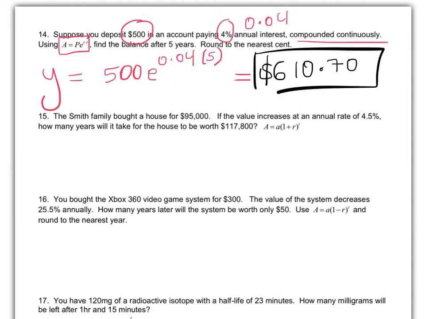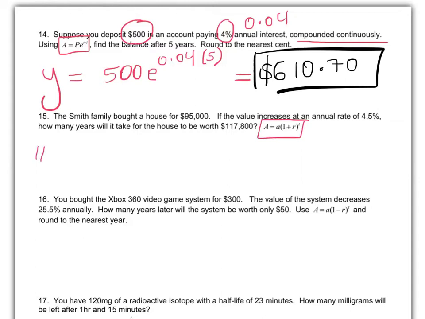Now let's move on to 15. The Smith family bought a house for this much. If the value increases at an annual rate of 4.5%, how many years will it take for the house to be worth this much? This is the final, this is initial, this is percent. They're asking how many, so they want the T. Now, since they said it's increasing, this is going to be the equation you're going to be using.